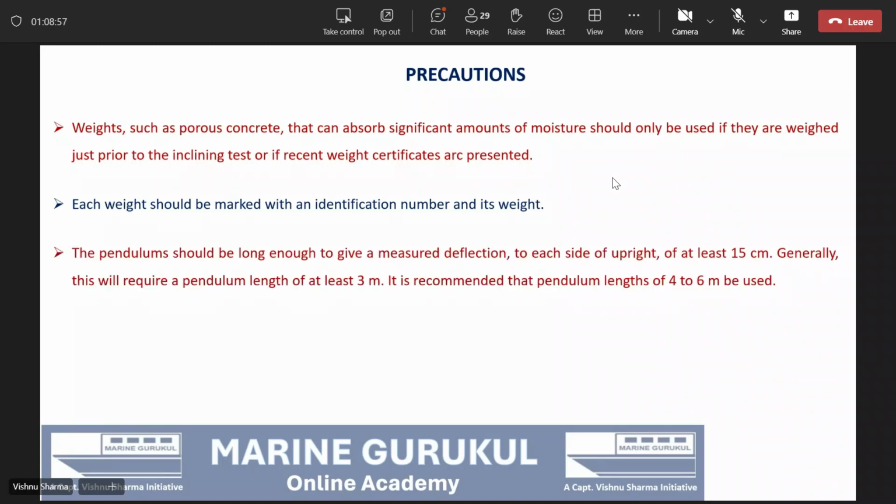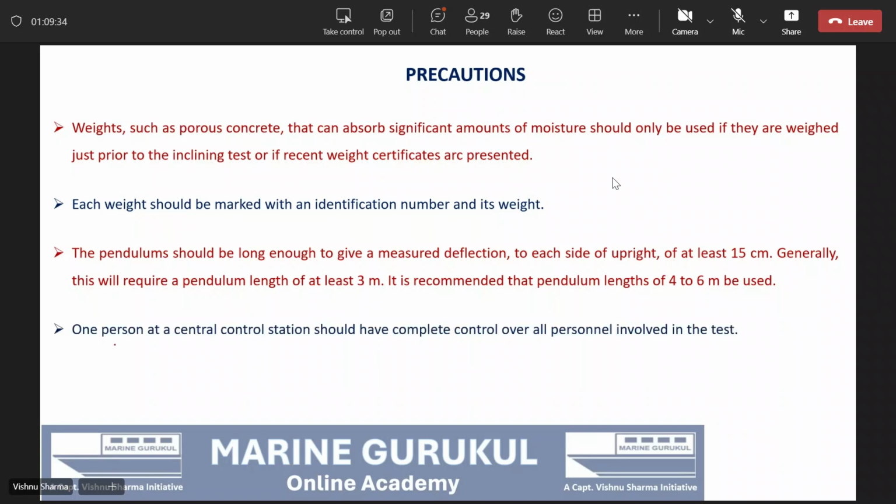The pendulum should be long enough. Now, we just said how much inclination is ideally required, minimum 1 degree, maximum 4 degrees. Now he says how much length of the pendulum is, because the length of the pendulum will also read the deflection. So basically, the pendulum should be long enough to measure deflection to each side of the upright of at least 15 centimeters. Generally, you require a pendulum of at least 3 meters. It is recommended by Code of Intact Stability that pendulum length should be anything between 4 to 6 meters.